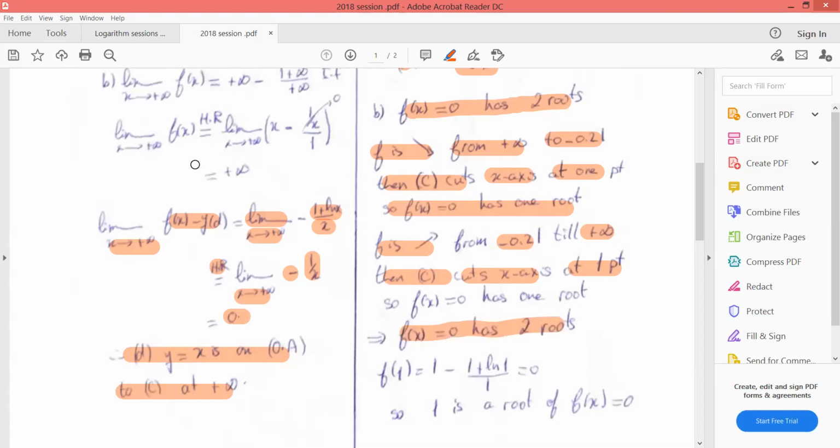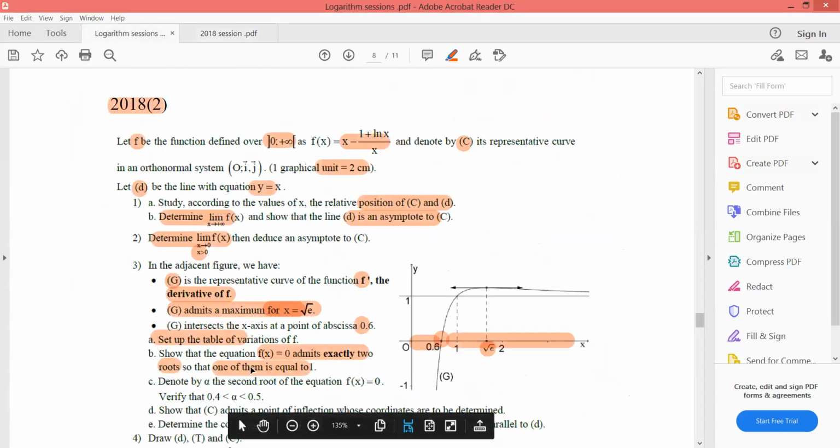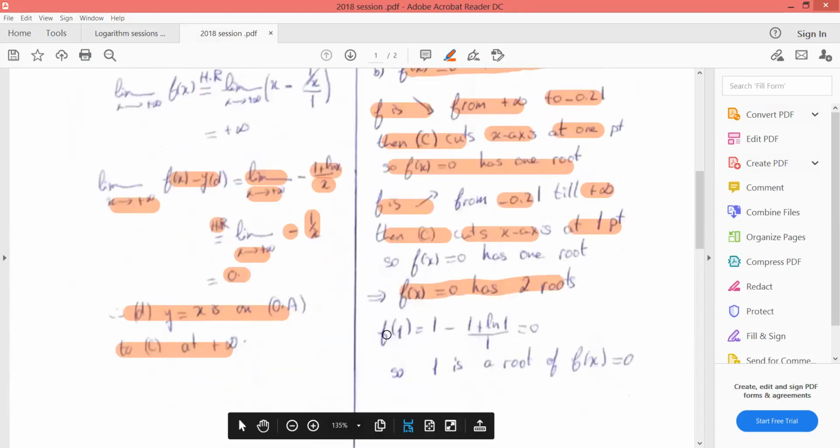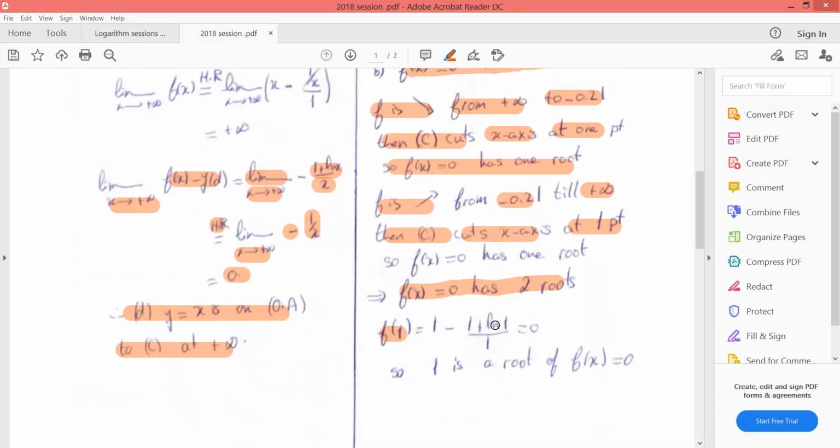To verify that one of them is equal to 1, you calculate f of 1 and it will be 0. F of 1, we replace x by 1: 1 minus 1 plus ln 1 over 1. ln 1 is 0, so we get 0. Then 1 is a root of f(x).